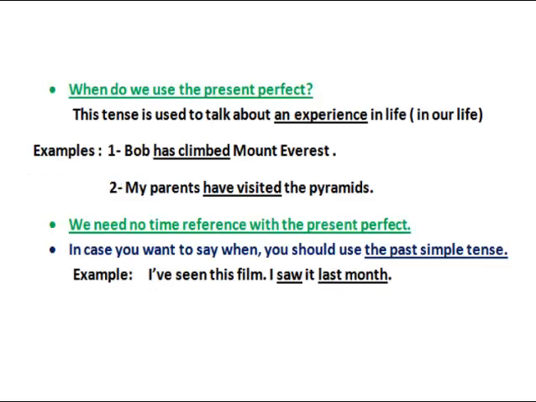Now, when do we use the present perfect? This tense is used to talk about an experience in life, in our life. It means something we have done at least once in our life. Example, number 1, Bob has climbed Mount Everest. Number 2, my parents have visited the pyramids.